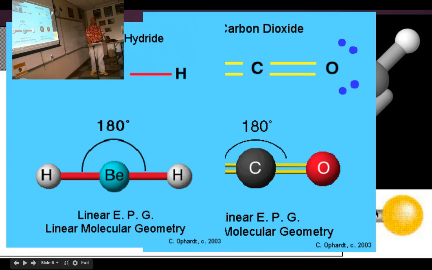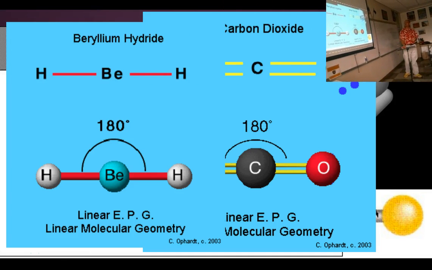Another one, beryllium hydride. Beryllium is one of those strange molecules. He is okay with only 4 electrons to look at. And so beryllium is looking at all 4 electrons that it wants to, and 2 of them are shared over here, and 2 of them are shared over here. So it winds up being a straight line molecule.